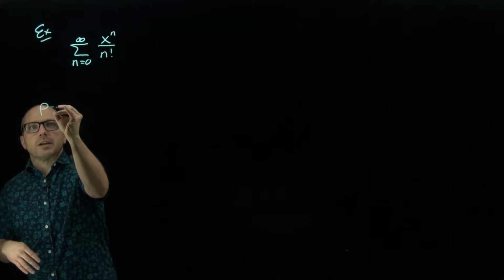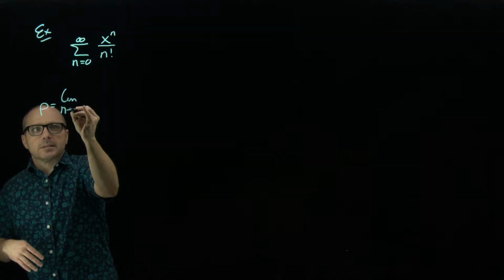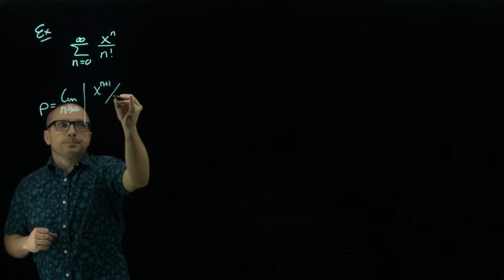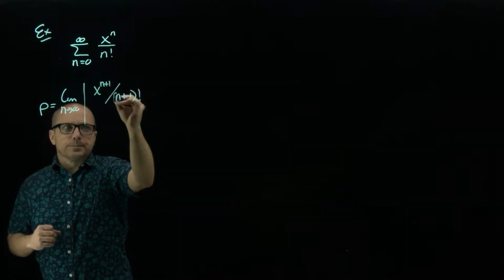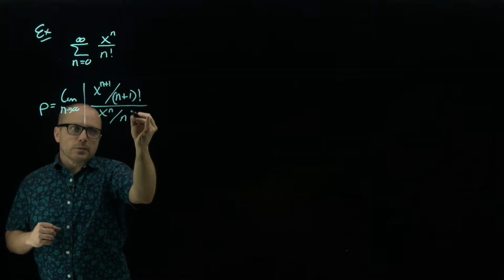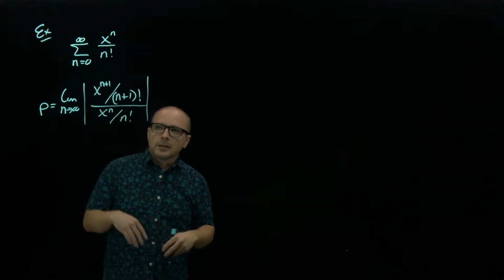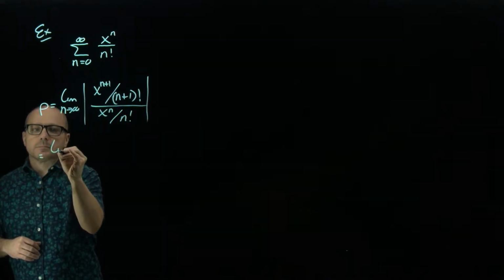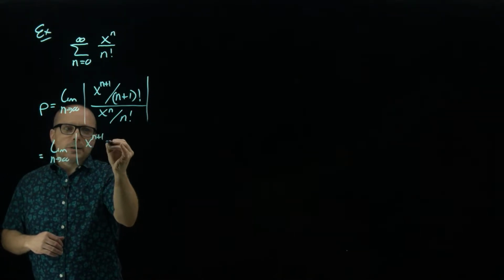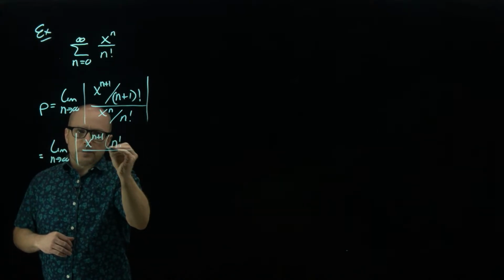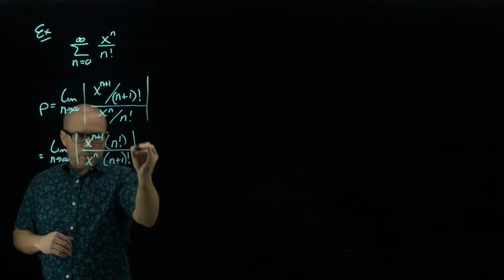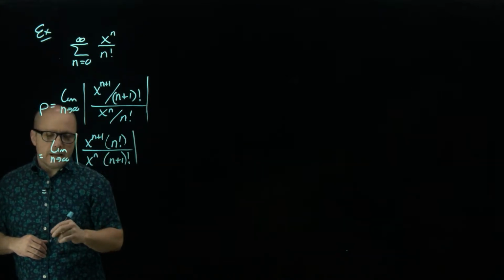So we'll set up our ratio test. Rho is the limit as n goes to infinity of the absolute value of x to the n plus 1 over n plus 1 factorial. That's our a sub n plus 1 over x to the n over n factorial. So we flip that. And we have x to the n plus 1 times n factorial being multiplied up top, and x to the n times n plus 1 factorial on the bottom. And so we know that simplifies nicely.